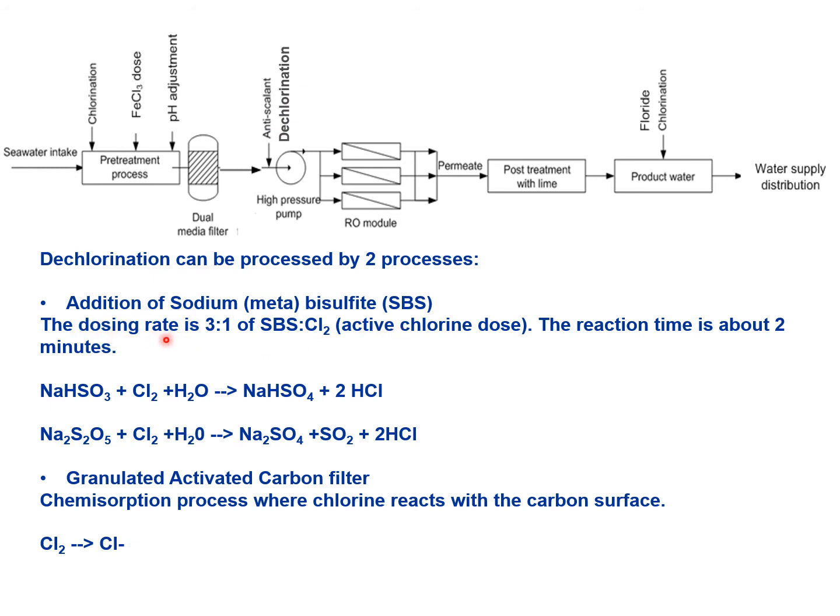The dosing rate is around a 3:1 ratio of SBS to Cl2 active chlorine dose, and the reaction time is about 2 minutes. SBS and chlorine react together with water to produce sodium sulfate and hypochlorite. So Cl2, a strong oxidant, becomes just a normal salt chloride ion. Also, there is a similar reaction where active chlorine reacts with iron salt. That's the reason why we need a dechlorination process.